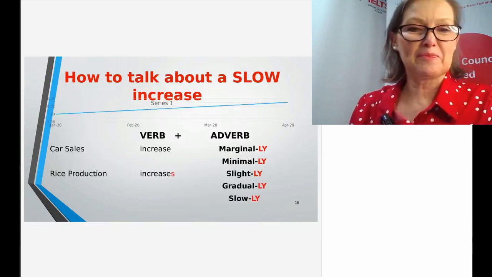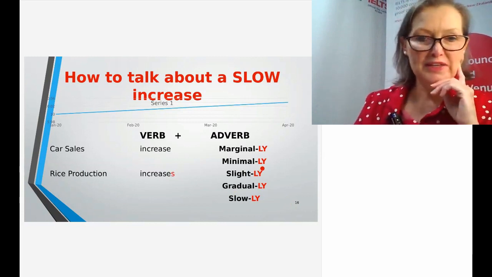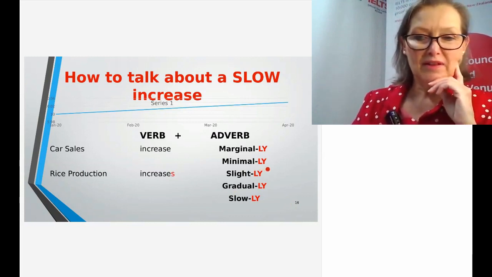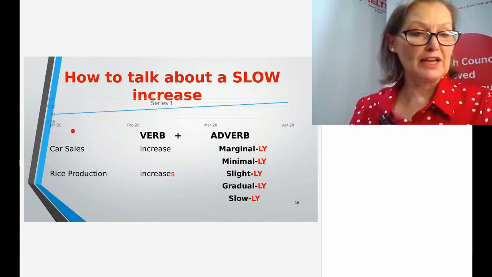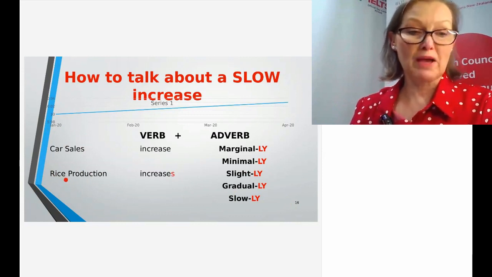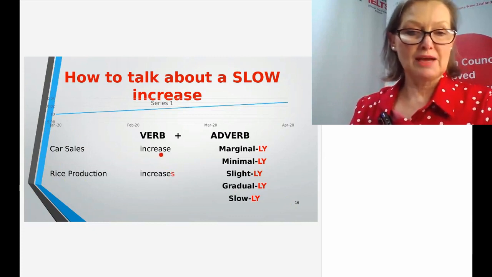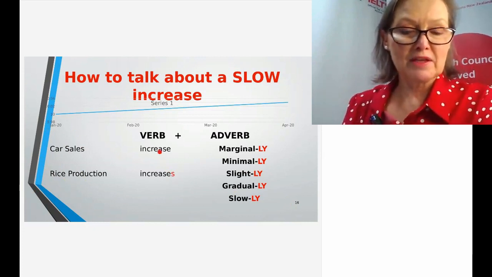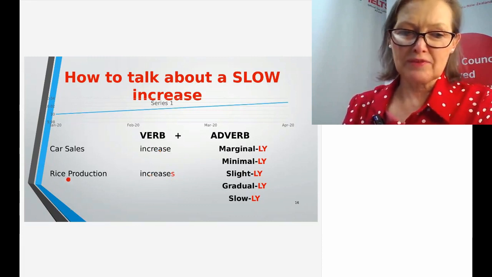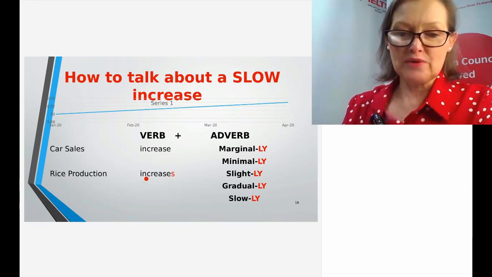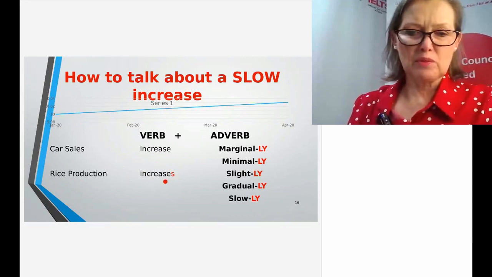How do we do this? How do I talk about a slow increase? So I'm going to use my subject, or my topic is going to be my car sales or perhaps rice production. And I'm going to use my verbs. And this time I've chosen the verb increase. But look what happens when I start talking about rice production. Rice production increases, but car sales increase. So why do you think this is?